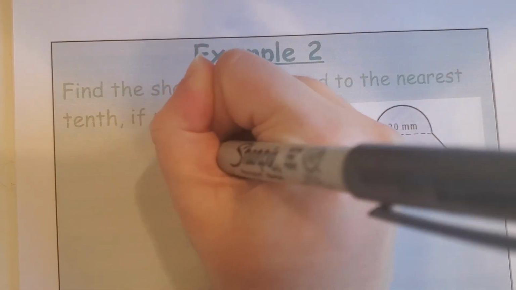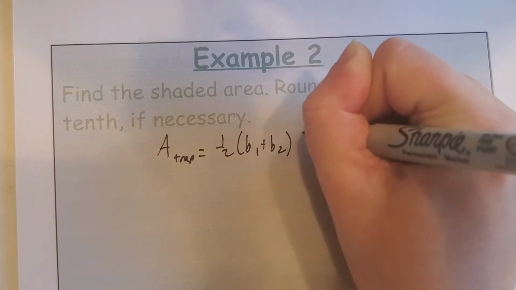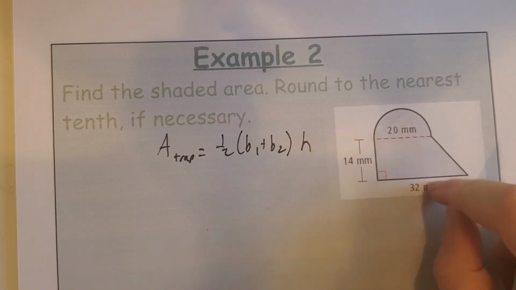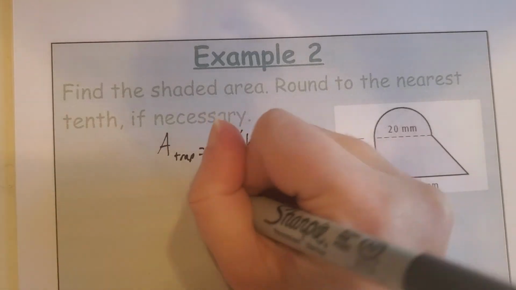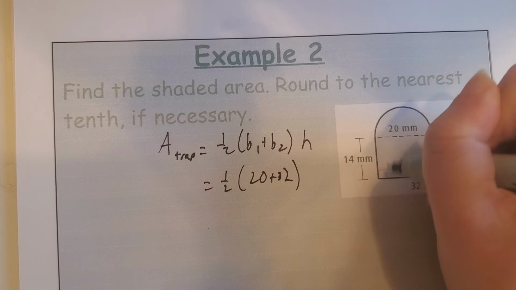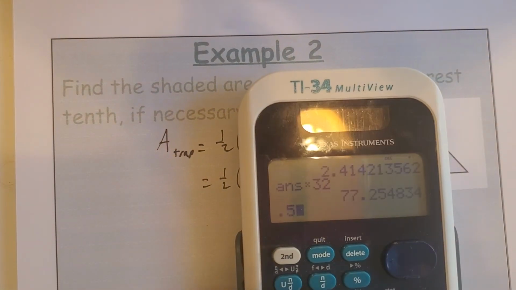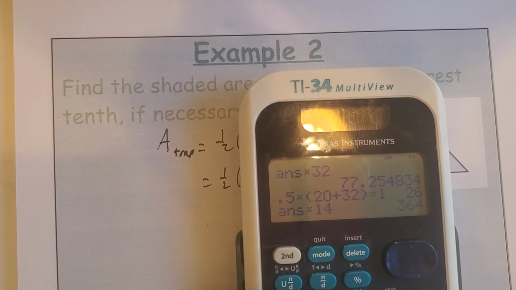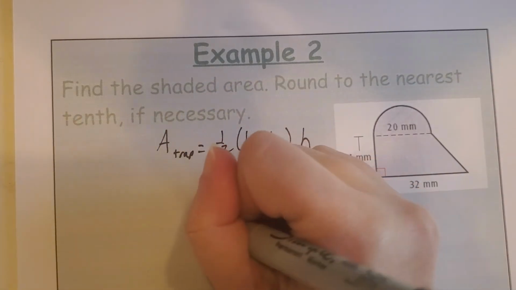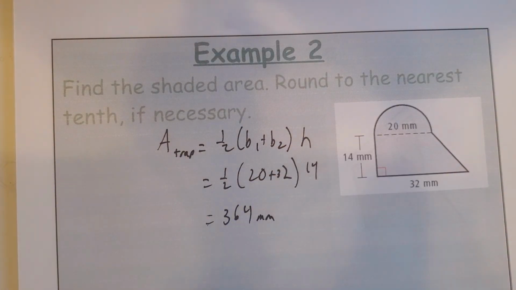The area of a trapezoid is 1/2 times the sum of the bases times the height. So these are our 2 bases of the trapezoid. So it's 1/2 times 20 plus 32 times the height, which is 14. So the area of the trapezoid is 364 millimeters. Now here's the thing.